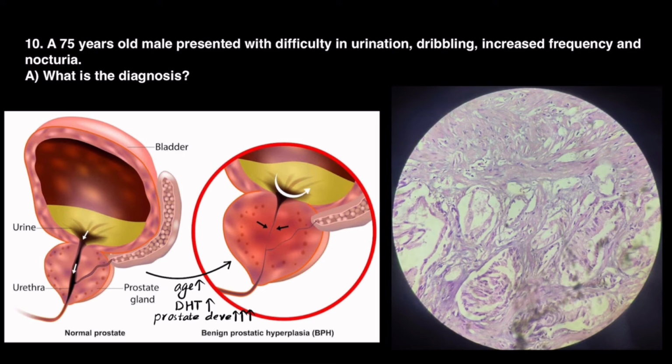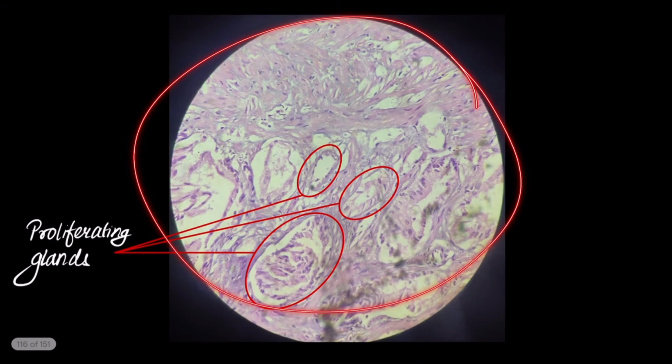In this case, there's an excess growth of prostate gland in the form of hyperplasia. That is, the growth of the prostate gland takes place due to increase in number of cells in the prostate gland. So this is a case of benign prostatic hyperplasia. Let's look at the microscopy.